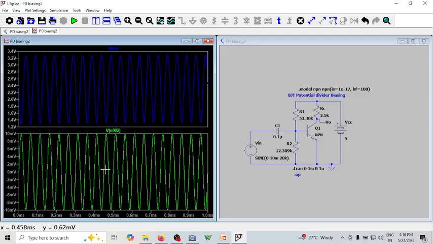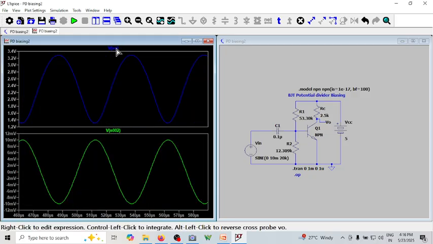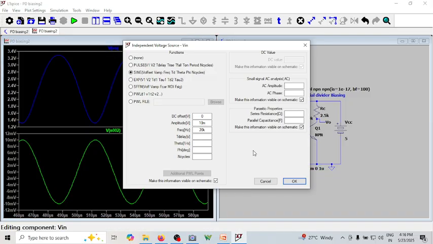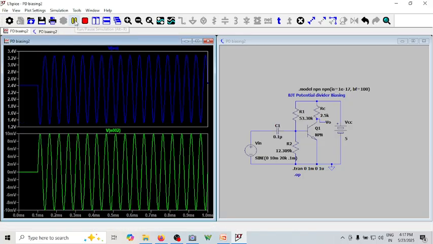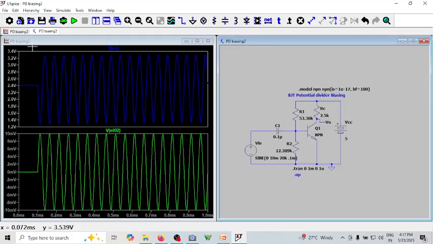If you see very few cycles, I'll just zoom this portion. Now this is the output. Let me introduce some delay. Where is that delay? The delay is here. Let me introduce a delay of maybe 0.1 millisecond. Let me see the difference here.